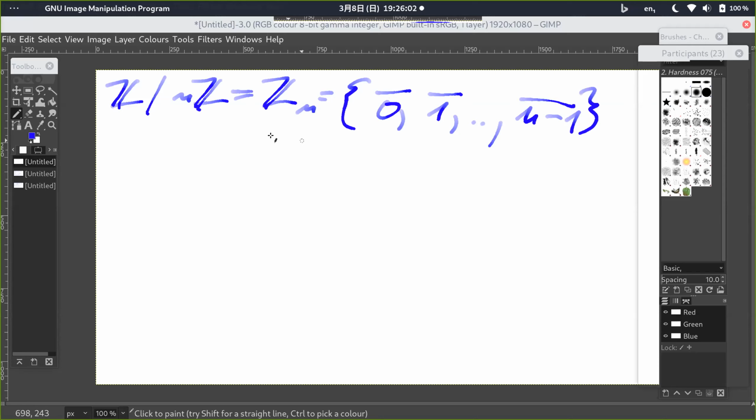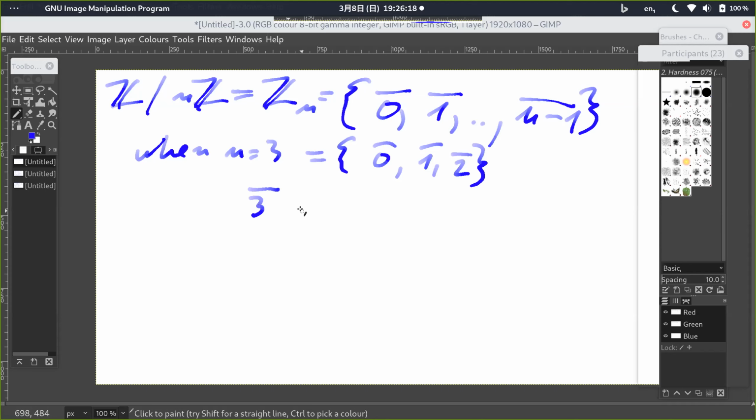If we look at the example, when N equals 3, we had 3 elements. We had the 0 residue class, the 1 residue class, and the 2 residue class. So quick question, is the 3 residue class in Z3?